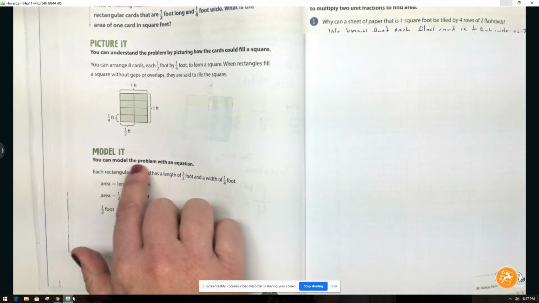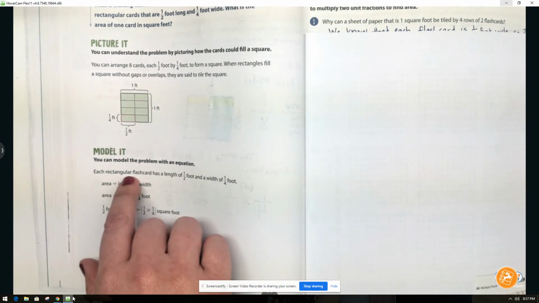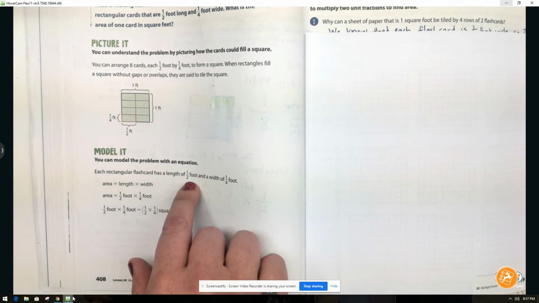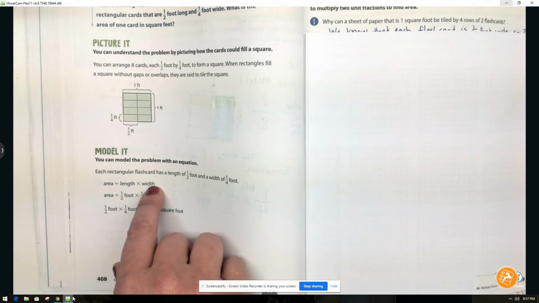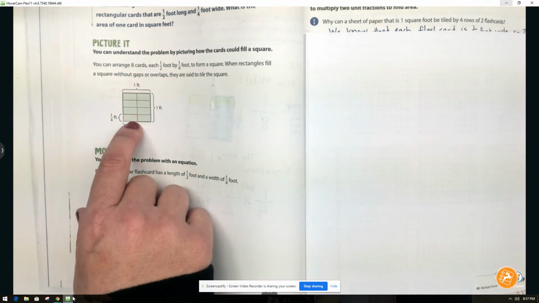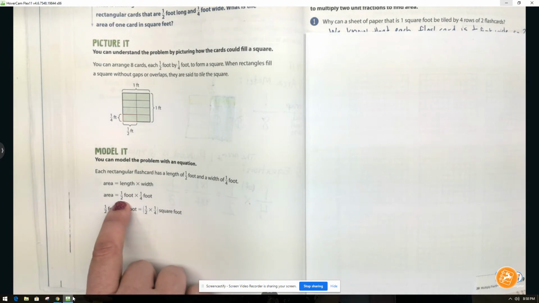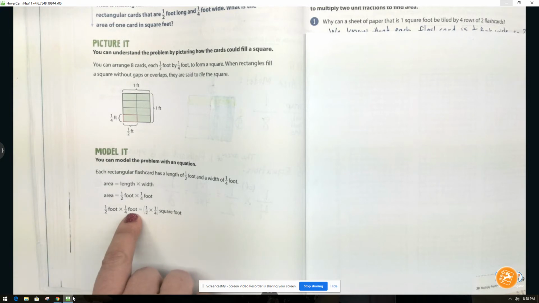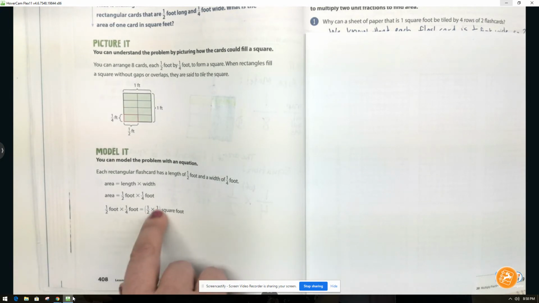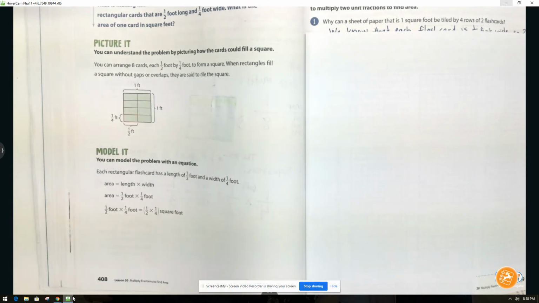Now, you can model the problem with an equation. Each rectangular flashcard has a length of 1/2 of a foot and a width of 1/4 of a foot. We know that the area equals length times width. So to find the area of this one section, we can multiply 1/2 times 1/4. So 1/2 of a foot times 1/4 of a foot equals your answer in square feet. Okay, now we know our answer because we did it on the last page, but I just wanted to make sure that you can see why we were multiplying the two numbers to find the area.